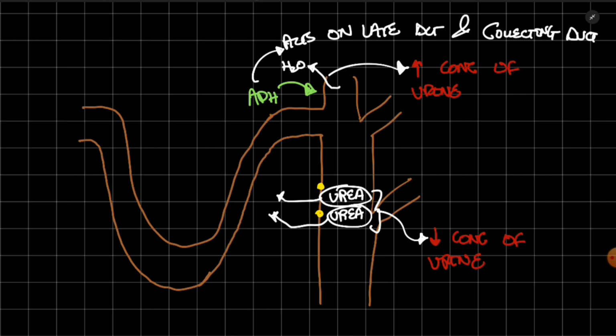Now if you drink very little water, the posterior pituitary releases ADH or vasopressin. It acts on the late DCT and collecting duct. It reabsorbs water from the collecting duct and there is increased concentration of urine. Basically the urine output is decreased. So this is how the urine output is regulated by these two mechanisms.